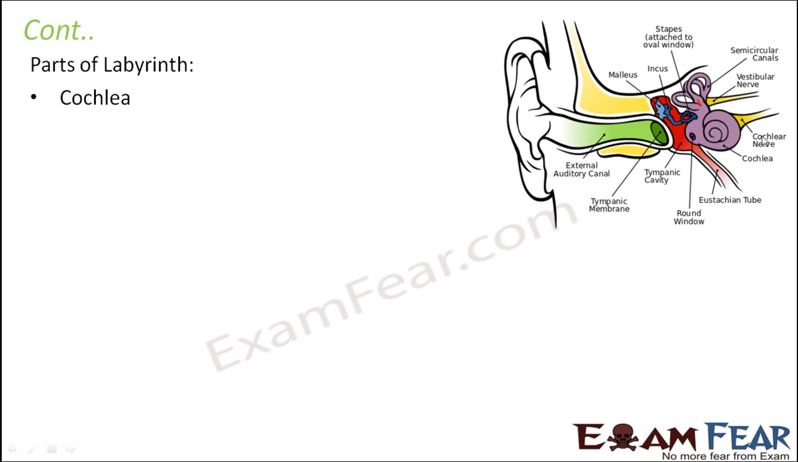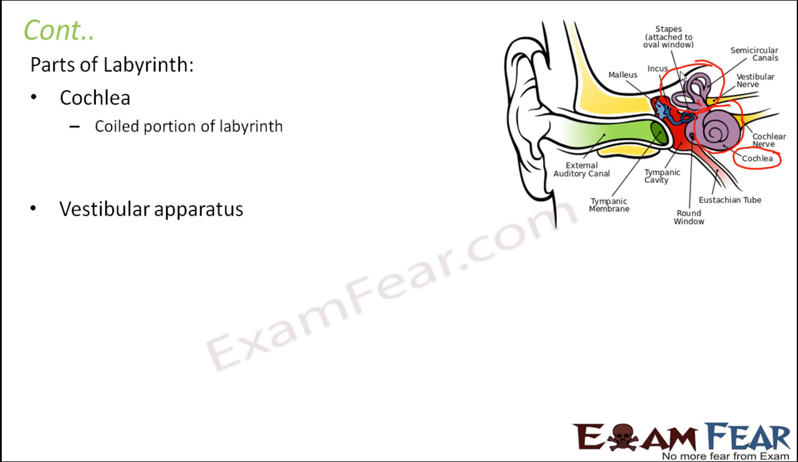Now there are many different parts of the labyrinth. One important part is the cochlea, which is this coiled structure. The next important part is the vestibular apparatus, which is this entire part. So this part is the cochlea and this part is the vestibular apparatus. Let us talk about both of these parts in detail. First let us talk about the cochlea. It is the coiled portion of the labyrinth. As you can see, it is a highly coiled structure.